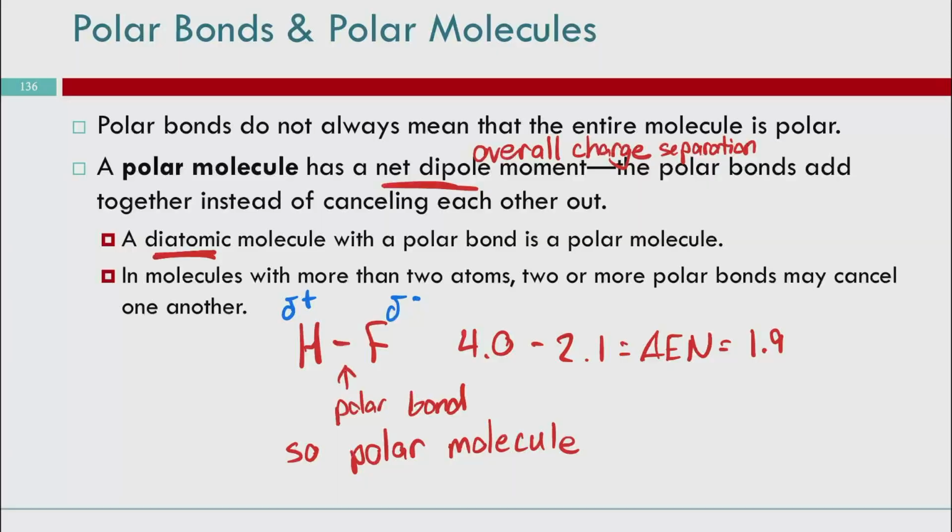If we have more than just 2 atoms, then we've got potential for that pull to get canceled out. So with multiple bonds, polar bonds can cancel.